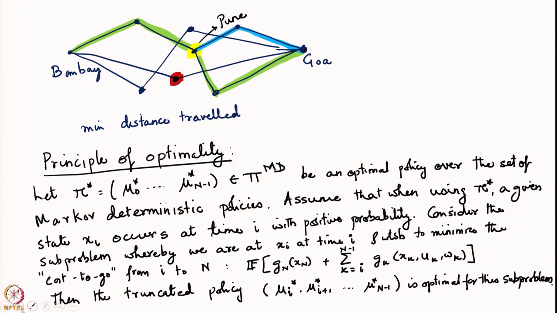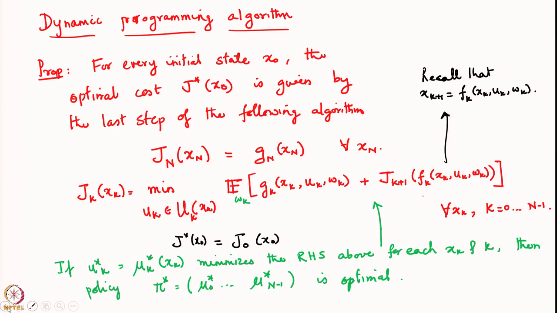Now, let us see how many choices we need to cycle through when we have to apply the dynamic programming algorithm. Suppose once again we have A actions and B states. This optimization is a choice over A actions. That is the number of actions that we have. So, there are A choices here.